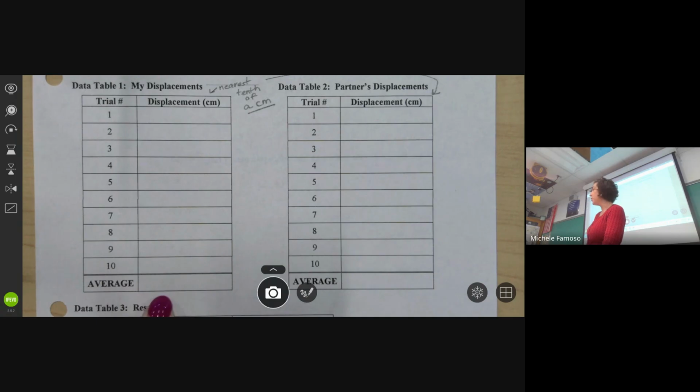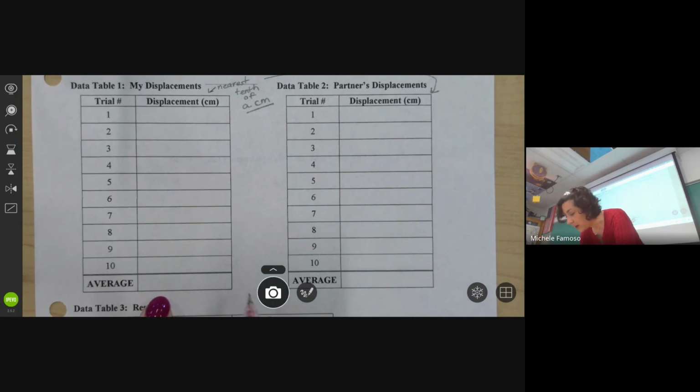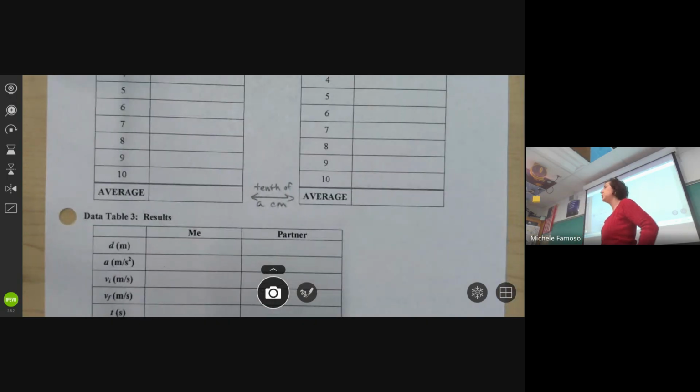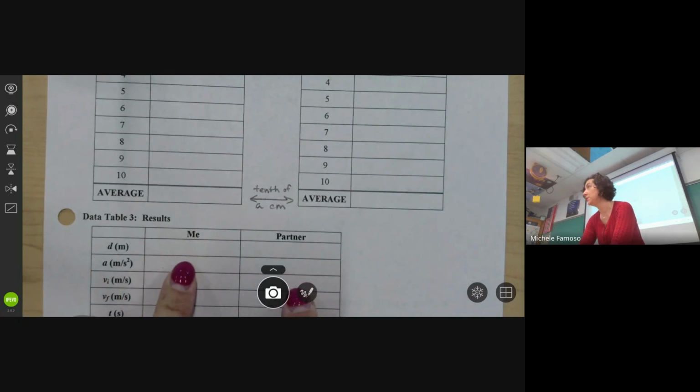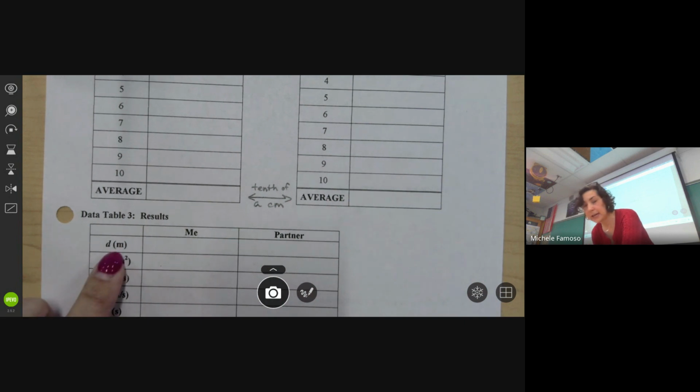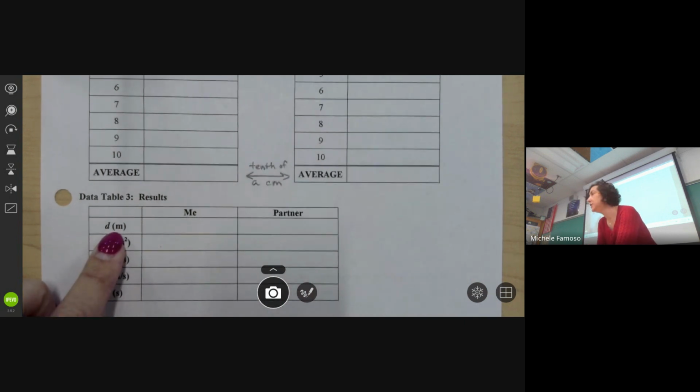And then when you're done, you're going to get an average. And remember that the averages are going to go to the 10th of a centimeter. They have to keep the same precision as the data itself. Once you have those numbers, you are then going to complete the results table. Notice that in table 3, the displacements are not in centimeters anymore.